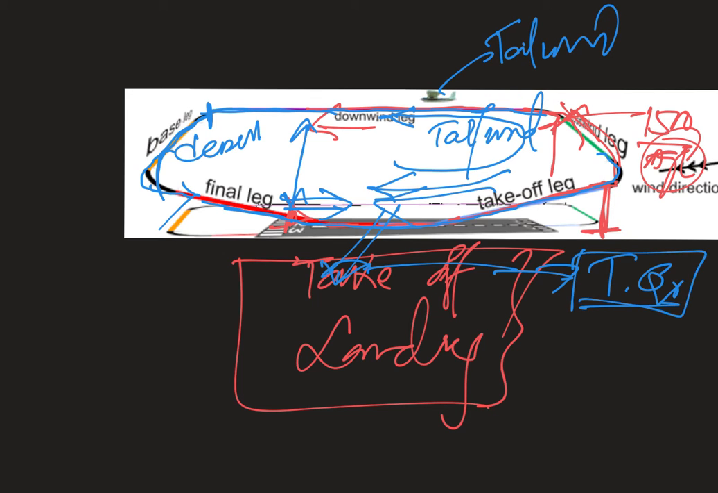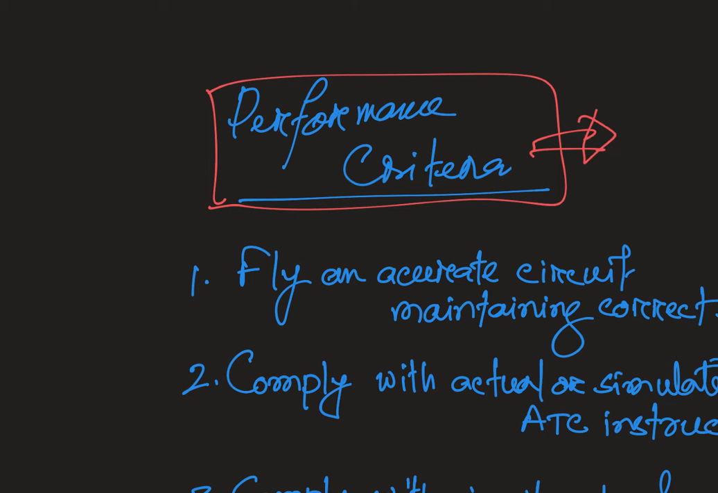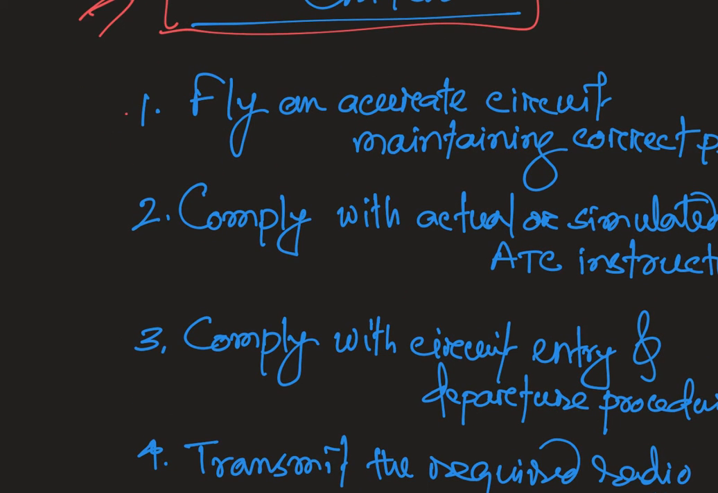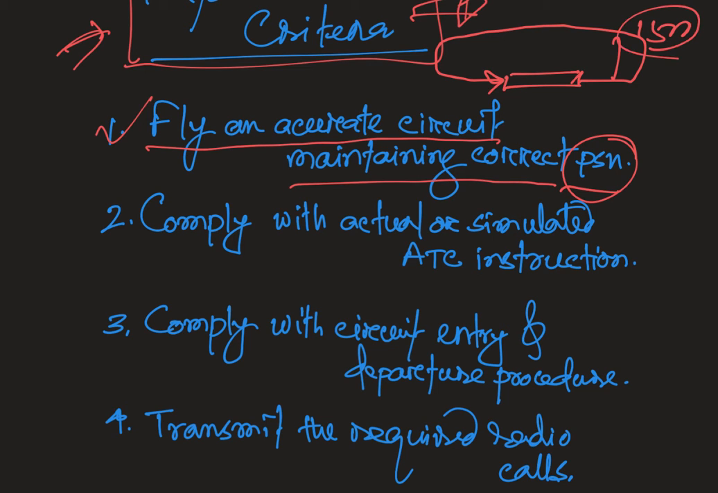Okay, now let's differentiate these segments and explain one by one. Let's talk about some performance criteria that you need to cater for flying in circuit. First, you need to fly an accurate circuit maintaining correct position. So always you need to maintain the correct position. If this is your runway, then your circuit pattern, your distance, your descent, all the positions you need to maintain correctly. Your height 1500 feet AGL or whatever.